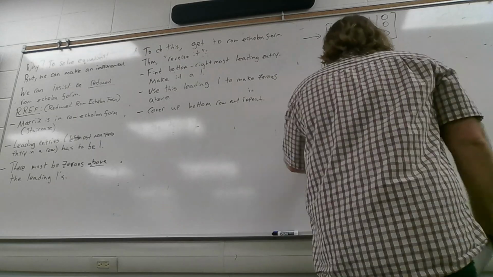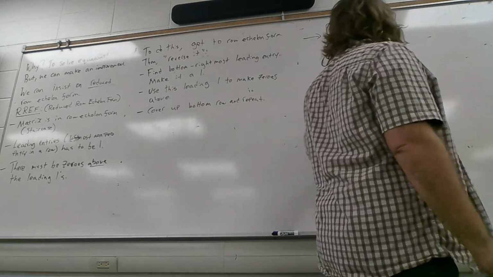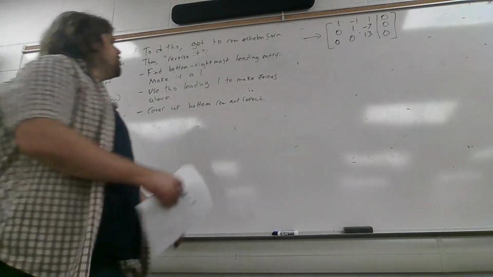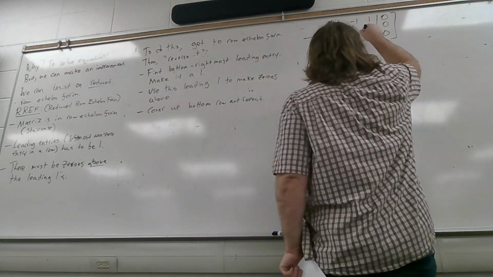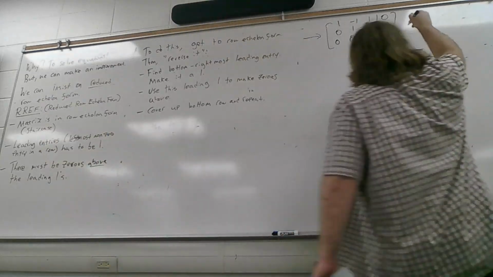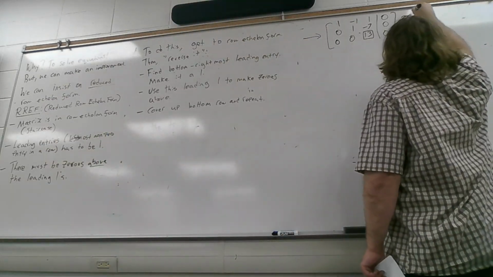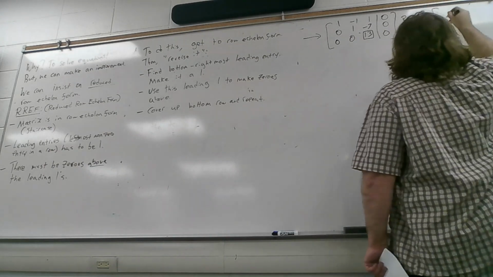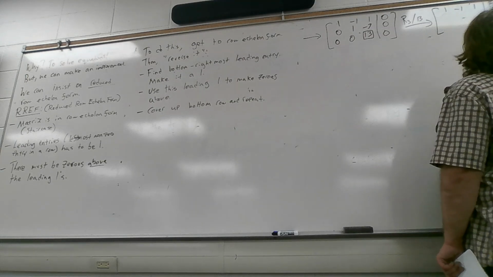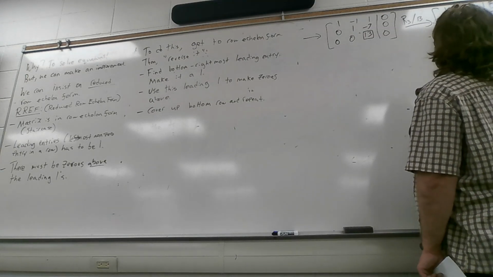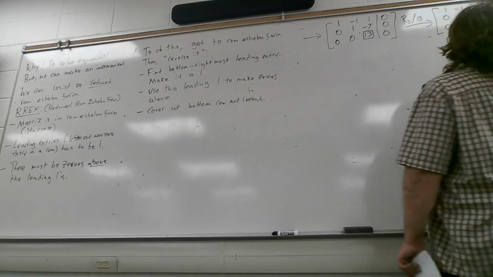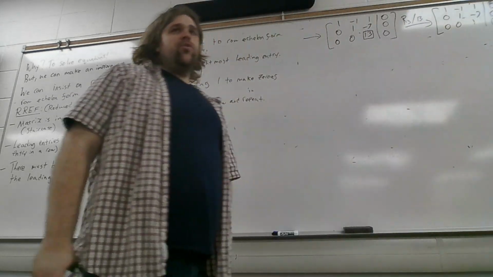So let's take a look at what it's telling us to do now. It's saying, okay, now that you've got it to this nice shape, find the bottom rightmost leading entry and make it a 1. This thing, we're going to make it a 1. And we're going to divide it by 13. And we get 1, minus 1, 1. These are all going to be zeros. Nothing happens to them. 0, 0, 1. All right, cool.